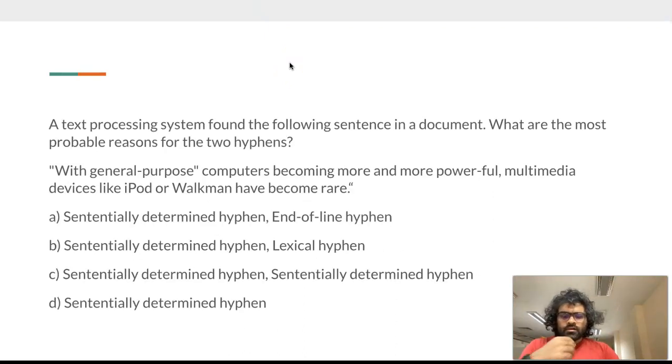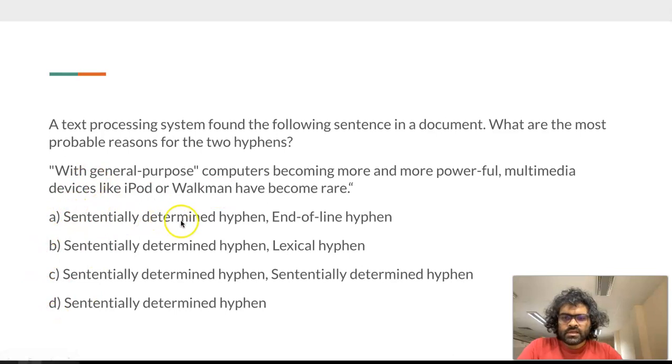Now go to the third question. A text processing system found the following sentence in a document. What is the most probable reason for these two hyphens? In the sentence there are two hyphens: the first one is "general-purpose", and the second one is "power-full". Why would the text processing system get this sentence with these two different hyphens? These are the options.